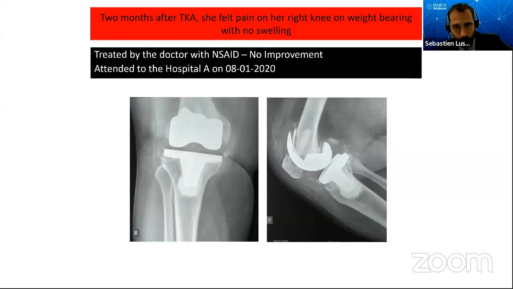We're not going to comment on this one, but you can see that after 2 months, she started to feel pain in the right knee. When weight bearing, she had no swelling, and she was treated by her doctor with anti-inflammatory drugs, no improvement, and she went back to the hospital where she had been operated on 3 months before. And you can see the X-ray here.